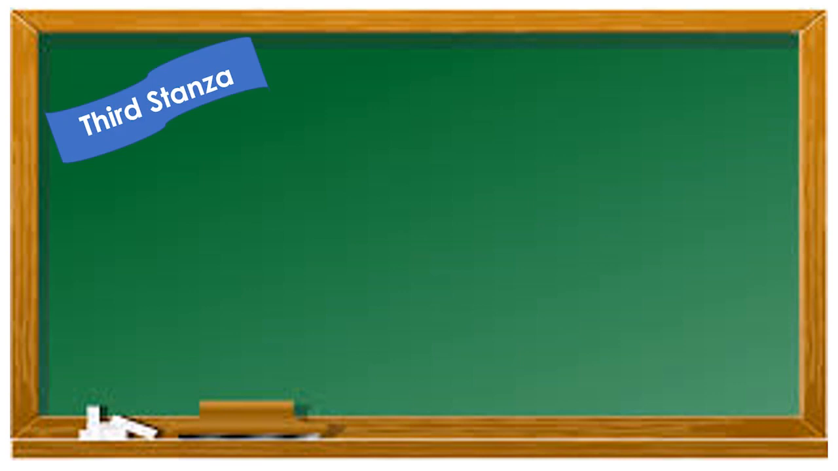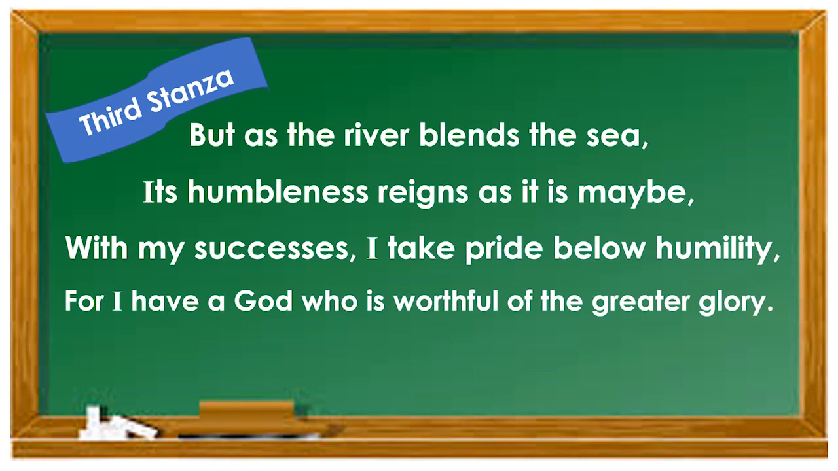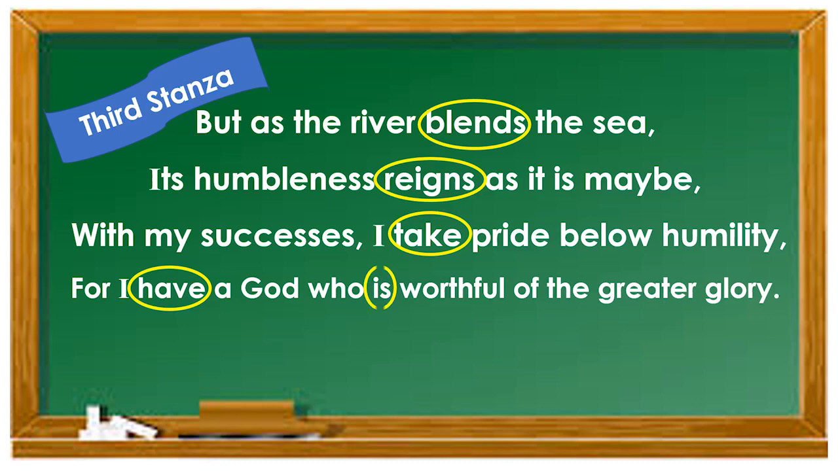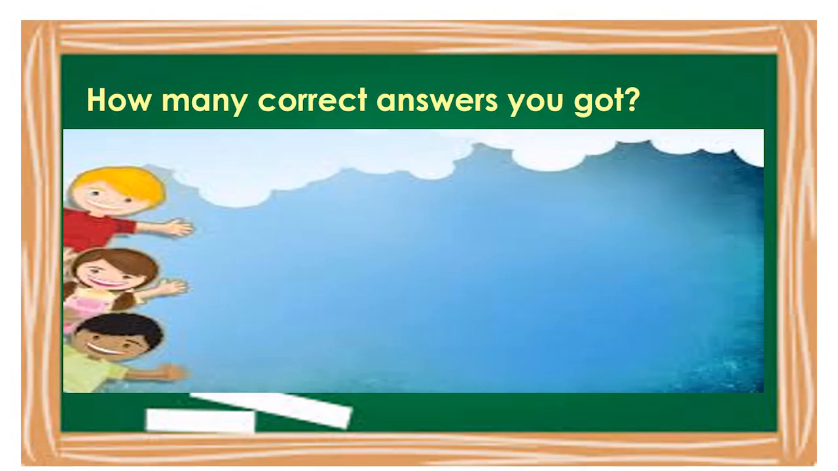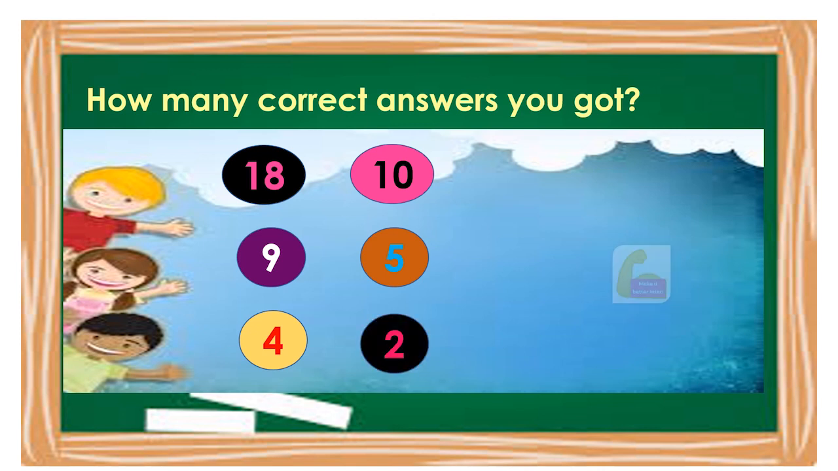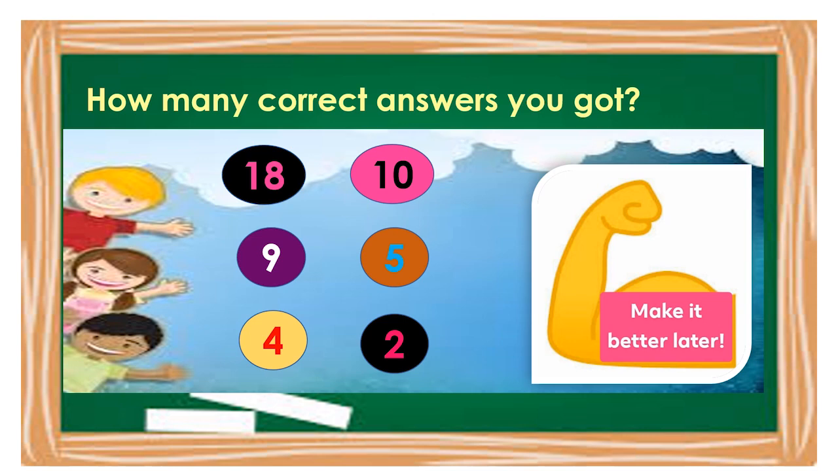Very good. For the third stanza, identify the verbs used. Your time starts now. In the third and last stanza, you are correct if you choose blends, rains, take, have, and is. How many correct answers you've got? 18? Oh, very good. 10, 9, 5, 4, 2. Oh, well, it's just fine. You can make it better later.